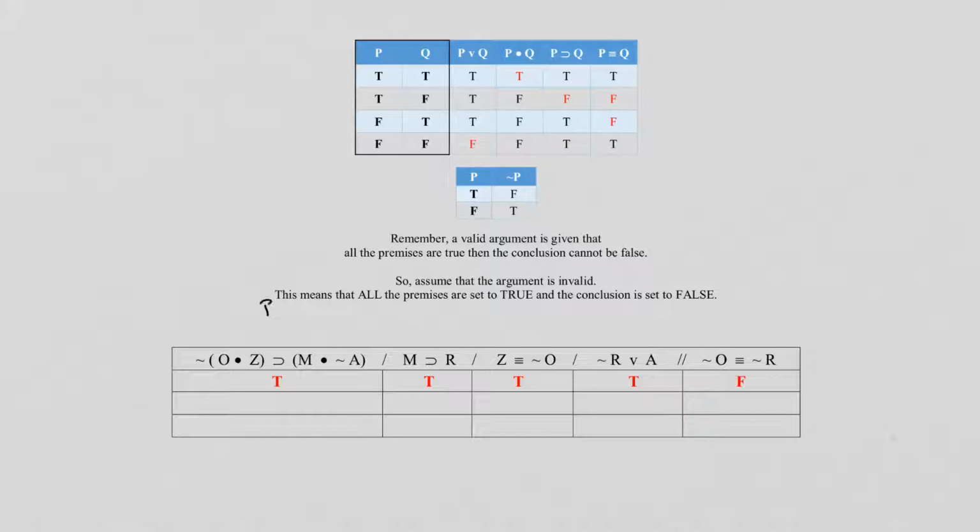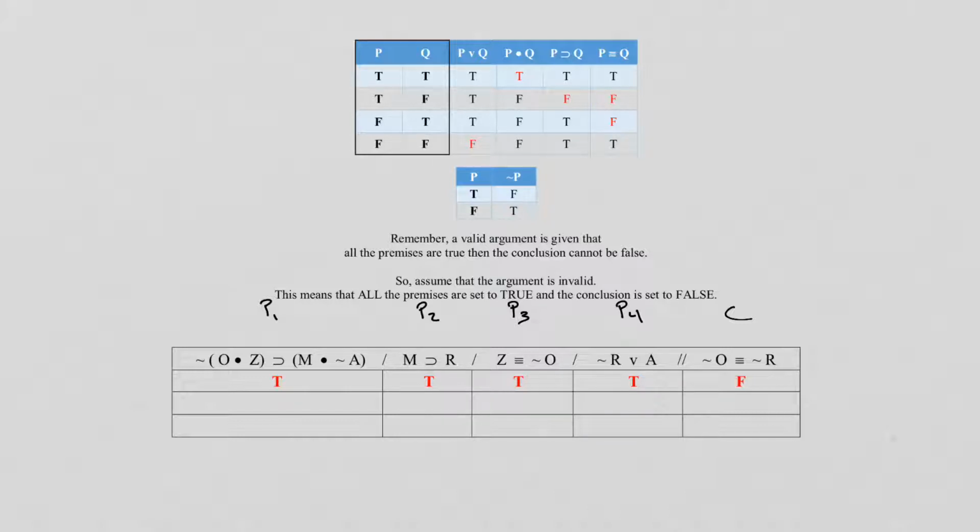So first of all, we have premise 1. We have premise 2. Premise 3. And premise 4. And your conclusion. Okay, so that's why I have 4 T's and 1 F. So I have all of it laid out.